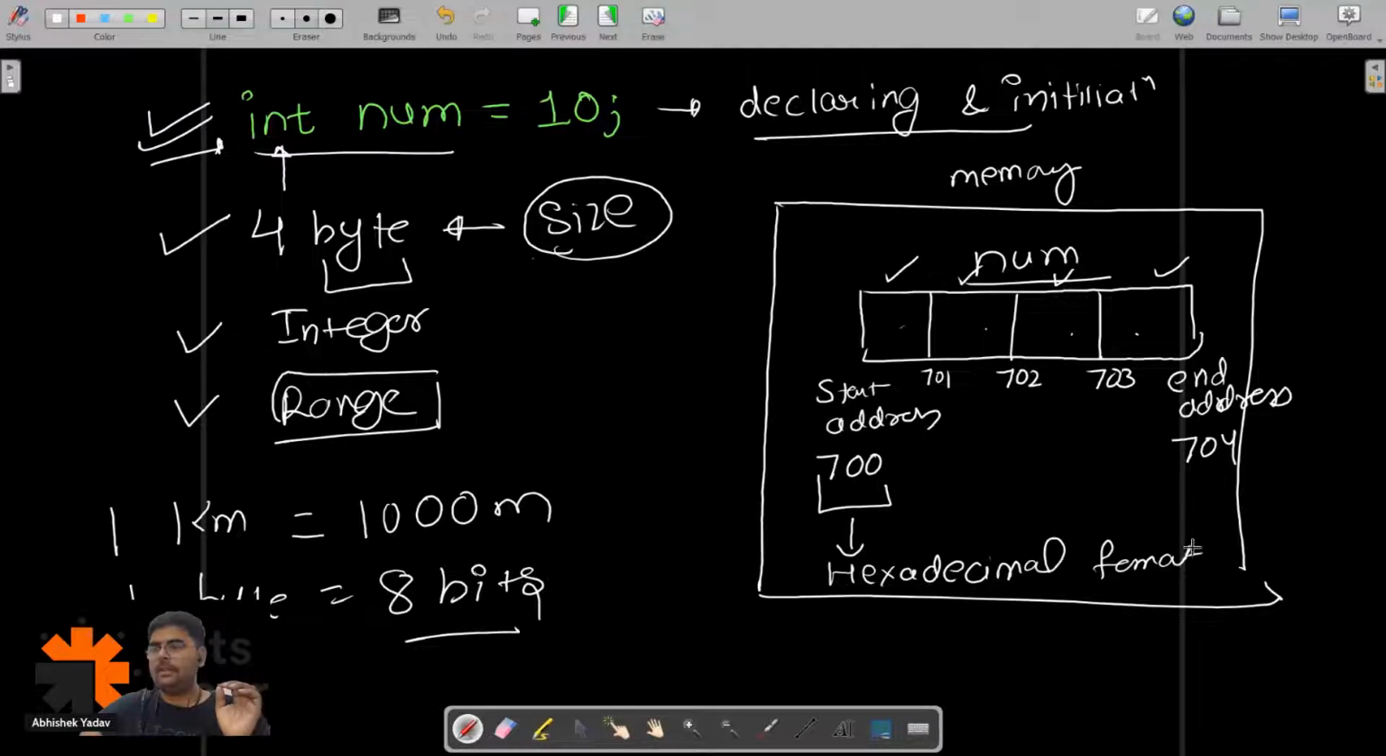So everyone knows about the hexadecimal format. Please write in the chat, what is this hexadecimal format? Anyone?